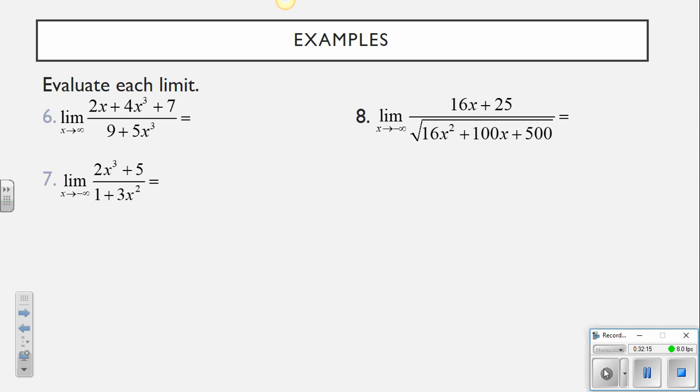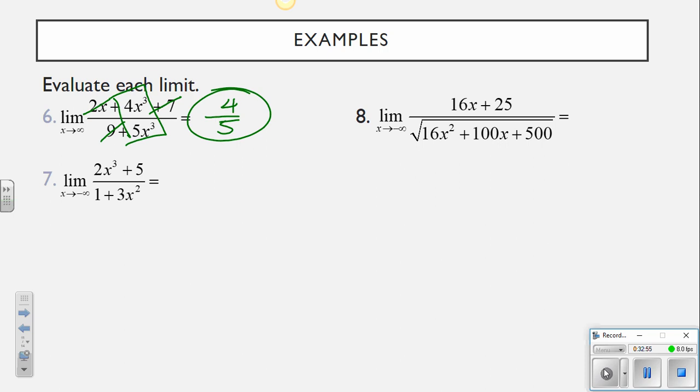So number 6, what if I have the limit as x approaches infinity of 2x plus 4x cubed plus 7 over 9 plus 5x cubed? This is going to be 4/5. You're exactly right, Jackson. Because when you go to infinity, 2x, 7, and 9 don't matter as much as the x cubes. Notice here that when you have the ratio of the two coefficients, both of them have x cubed there. So x cubes are growing at the same rate. Do you guys understand that the numerator and the denominator are growing at the same rate?